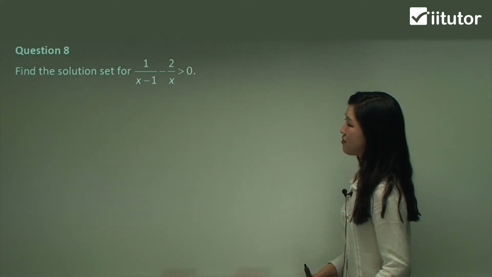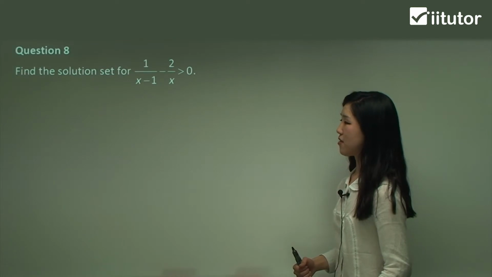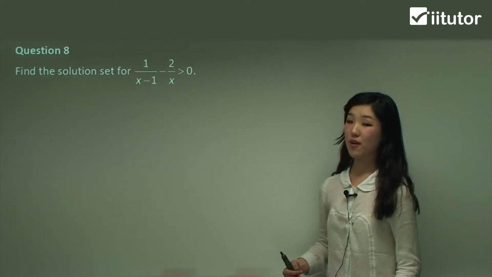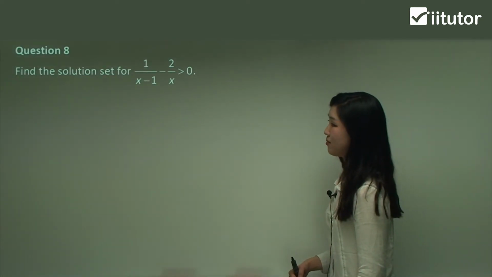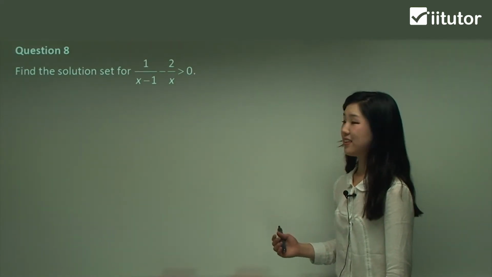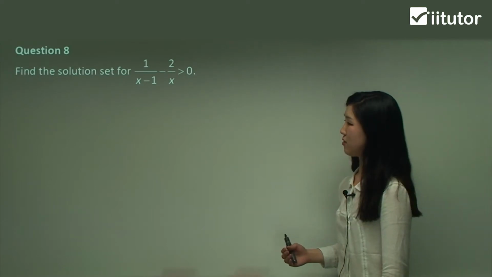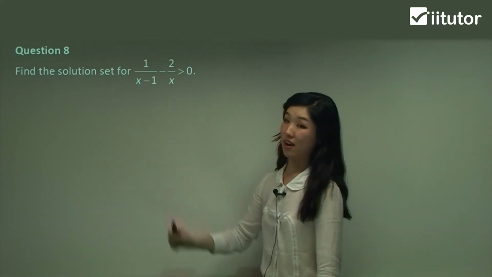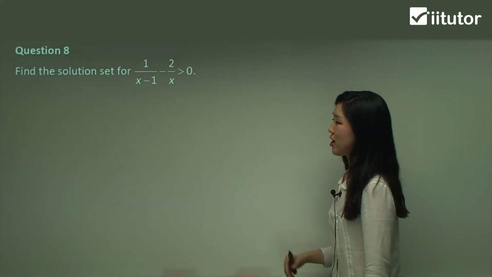Find the solution set for 1 over x minus 1 minus 2 over x is greater than 0. Okay, we've got two different fractions here. So what are we going to do? It's a bit of a unique question, isn't it? We've got two different fractions. So I'll show you my first step.